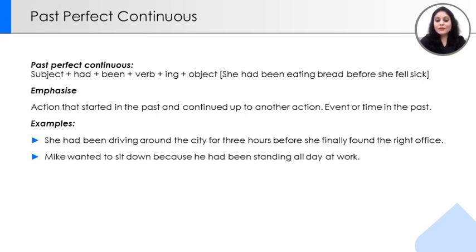Mike wanted to sit down because he had been standing all day at work. In this sentence, you see an inverted syntax. That is only because the sentence wants to convey cause and effect. Otherwise, the sense and the purpose of this sentence is the same. There are two actions here. Mike had been standing all day at work is an action which is in continuum, which is in progress, and it continues up till the second action when Mike wanted to sit down. And the cause and effect angle here is being shown by the conjunction because.